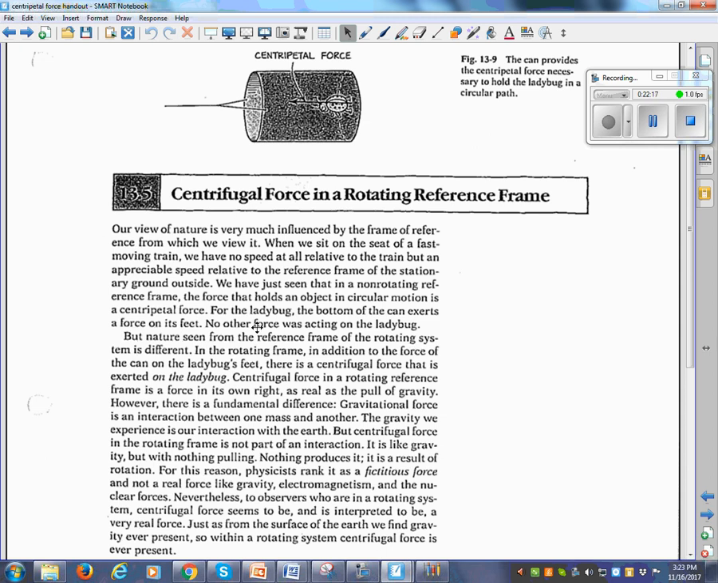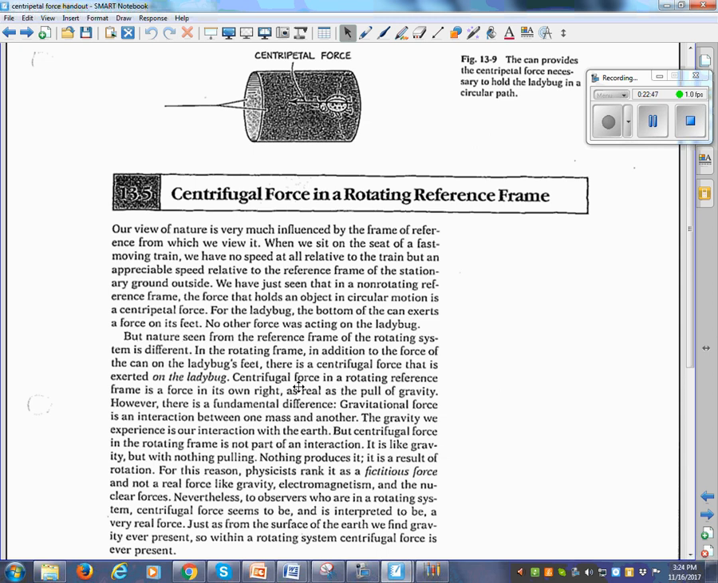For the ladybug, the bottom of the can exerts a force on its feet. No other force was acting on the ladybug. But nature seen from the reference frame of the rotating system, in other words, if you're inside it, is different. In the rotating frame, in addition to the force of the can on the ladybug's feet, there is a centrifugal force that is exerted on the ladybug. So centrifugal forces exist, but only when the observer is inside the system.